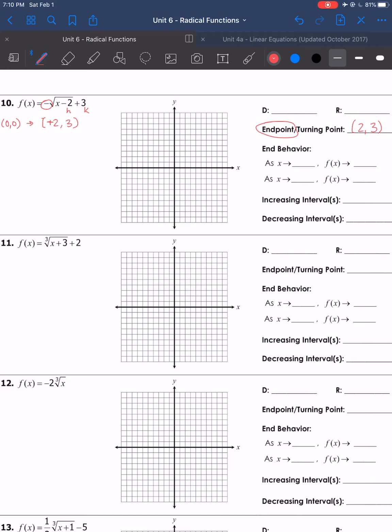My domain is going to be x is greater than or equal to my x-coordinate, and my range is going to be y is less than or equal to 3. Less than or equal to this time because it's flipped over the x-axis. So I'm going to start at the point 2, 3. And I'm still going to do the same thing, except instead of going up, I'm going to go down. So over 1 and down 1, and then over 4 and down 2.